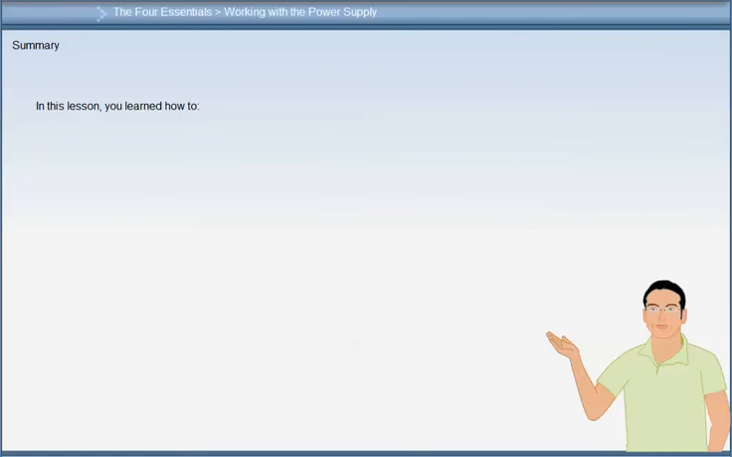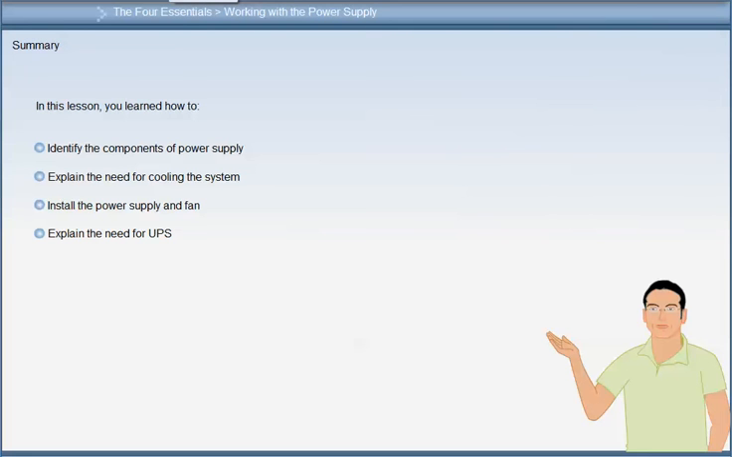In this lesson, you learned how to identify the components of power supply, explain the need for cooling the system, install the power supply and fan, explain the need for UPS, and troubleshoot the power supply.